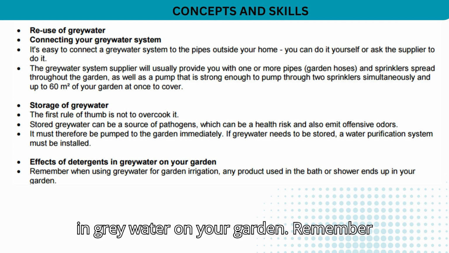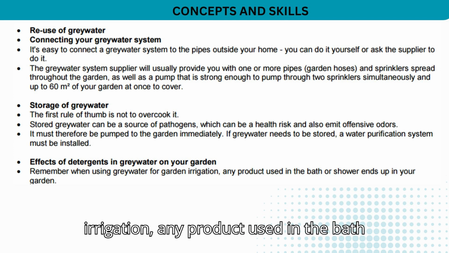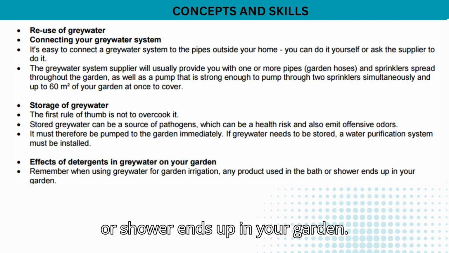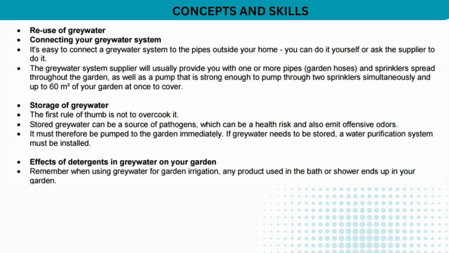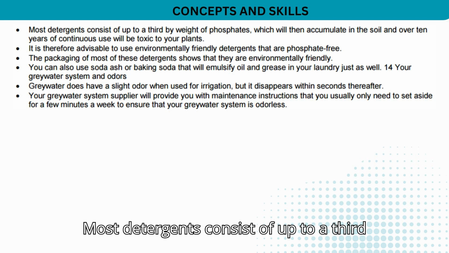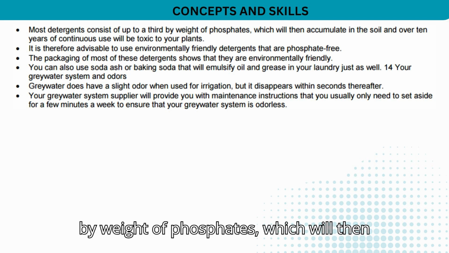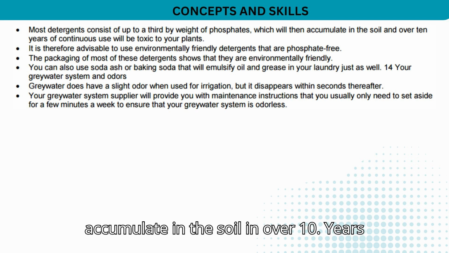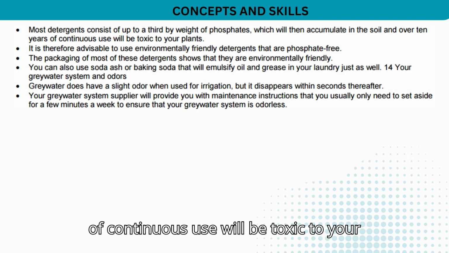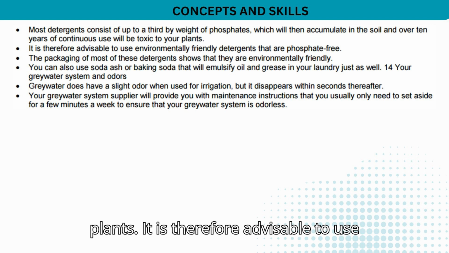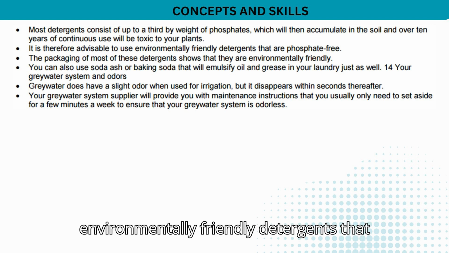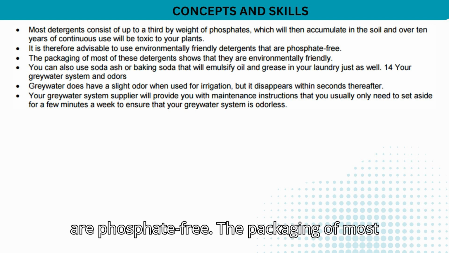Effects of detergents in grey water on your garden. Remember, when using grey water for garden irrigation, any product used in the bath or shower ends up in your garden. Most detergents consist of up to a third by weight of phosphates, which will then accumulate in the soil, and over 10 years of continuous use will be toxic to your plants. It is therefore advisable to use environmentally friendly detergents that are phosphate-free.